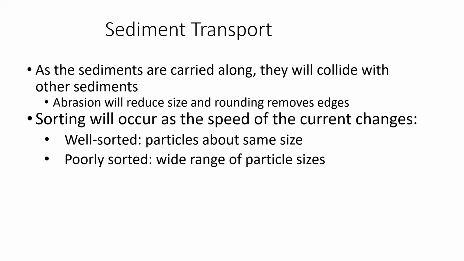Sorting will occur, as we talked about before, as the speed of the current changes. Well-sorted particles are close to the same size. Poorly sorted, you would have a range of all the particle sizes, all the sediment sizes that have been dumped out. A glacier is good at doing that. Actually, a glacier is good at doing both of these. Depends on whether there's water involved or whether the ice just melts in place and everything that was embedded in the ice gets dumped out. Those would be very poorly sorted.